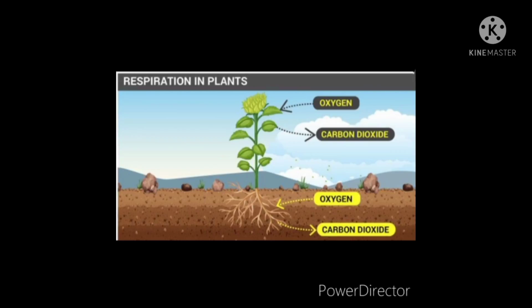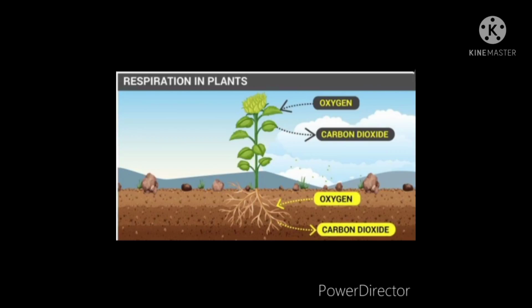Now, respiration in stems. In the case of stems, the air gets diffused in through the stomata and passes through various parts of the cells for respiration. The carbon dioxide produced during this stage also diffuses out through the stomata. In higher plants or woody plants, the gaseous exchange is carried out by lenticels.